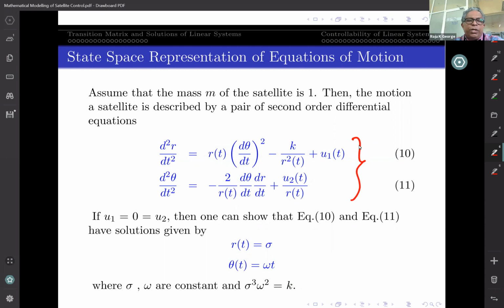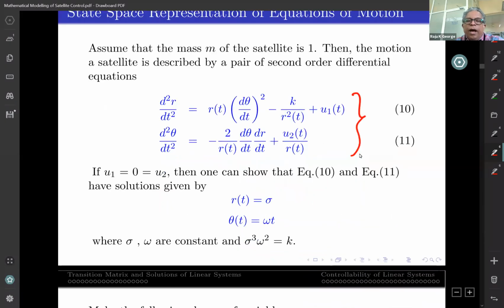And we will take a special case. Suppose that there is no thruster, so u1 and u2 are both 0. There is no tangential or radial thruster. Then one can easily solve this equation and show that r(t) is equal to sigma, for some constant, and theta(t) is equal to omega t. This is a solution to the given equation, where sigma and omega are constants, and one can find that these constants are related by the relation sigma cube omega square is equal to k.